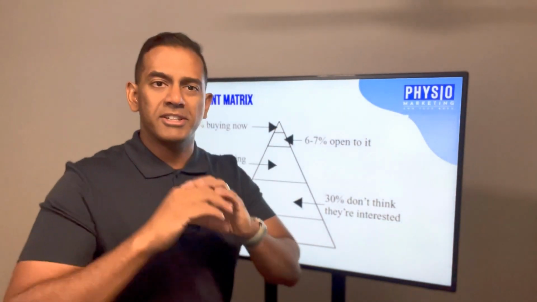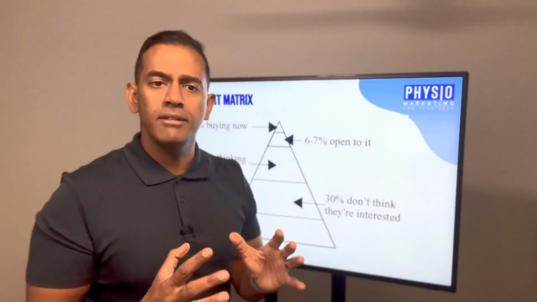The top 3% is what we call they're in a buying now mode. So they are actively looking for physiotherapy services or whatever services that you are offering. If you had 100 people in your area, 3% of them, so 3 people, will be actively looking for physio or whatever service you want to offer.